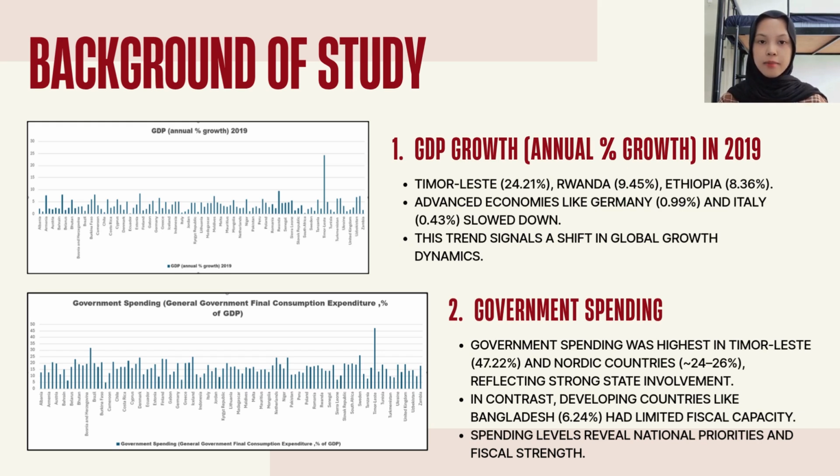And the second variable, that is government spending. Countries like Timor-Leste and Sweden demonstrate a dominant government role in their economies, with high government spending relative to GDP. In contrast, countries like Bangladesh and Cambodia have much lower government expenditure. This doesn't just show fiscal capacity, but also reflects different income development strategies and priorities.